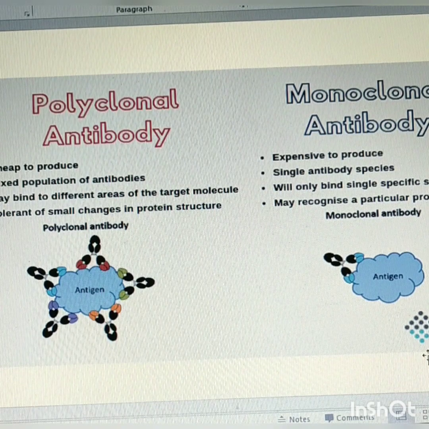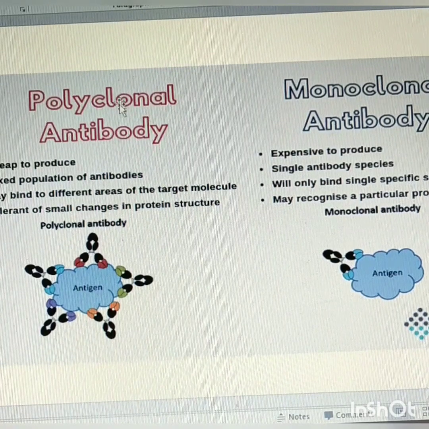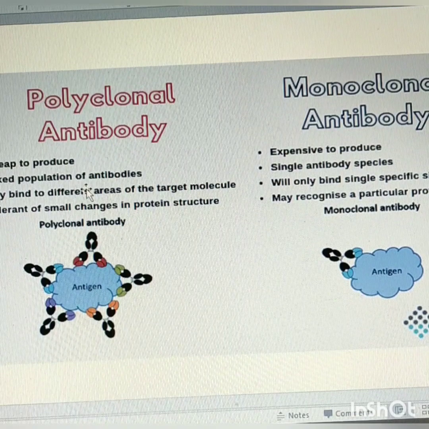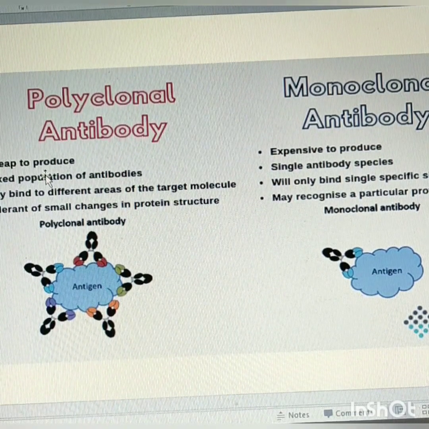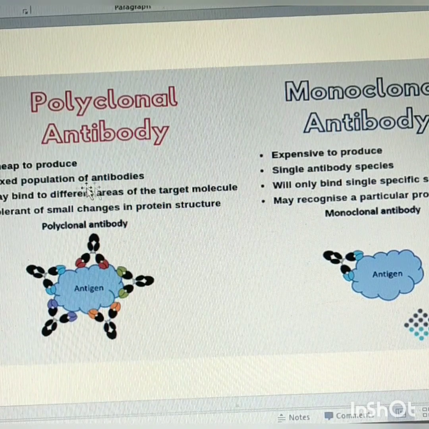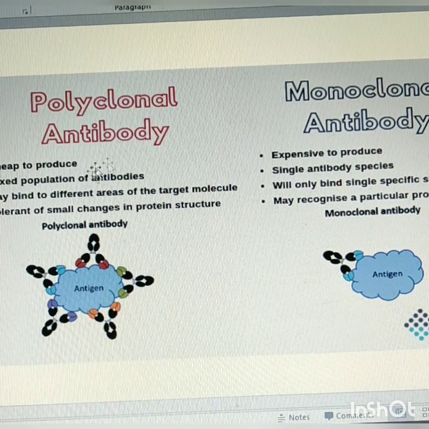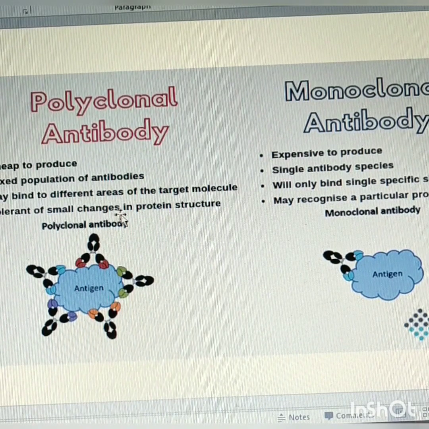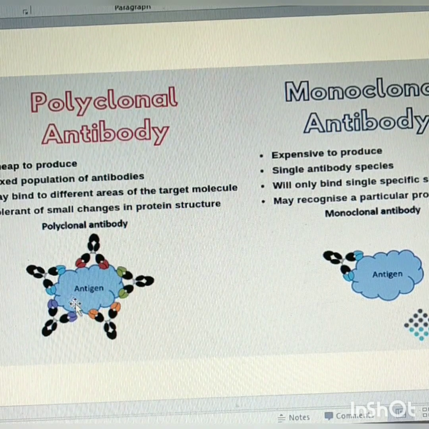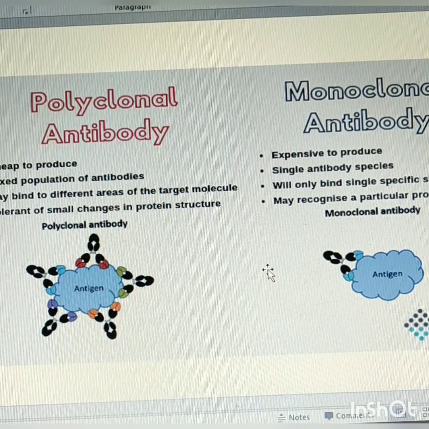There are some basic features of polyclonal and monoclonal antibody. Polyclonal antibody is cheap to produce. It is a mixed population of antibodies. It may bind to different areas of the target molecule. It is tolerant of small changes in protein structure. So this is the polyclonal antibody type.